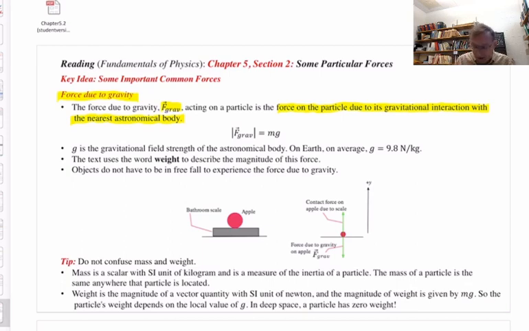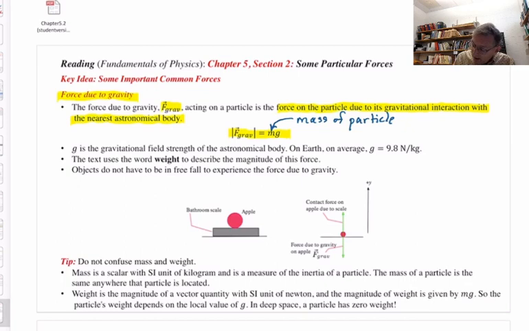Notice it's for the magnitude. The magnitude of the force due to gravity acting on a particle is given by the mass of the particle times our old friend little g. So let's be clear about what everything means. The m that you see in this formula is the mass of the particle whose motion we're studying. Okay?